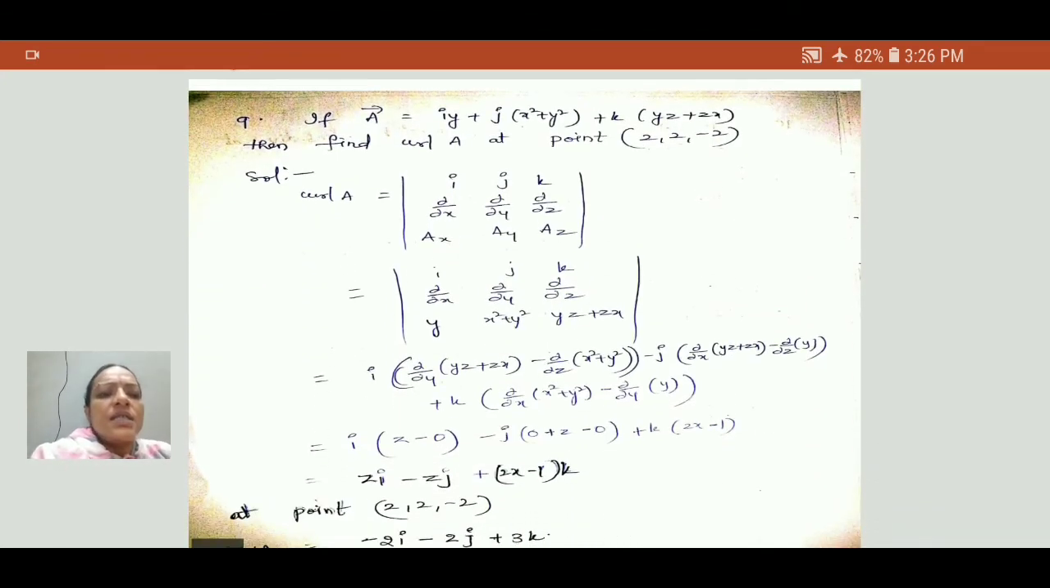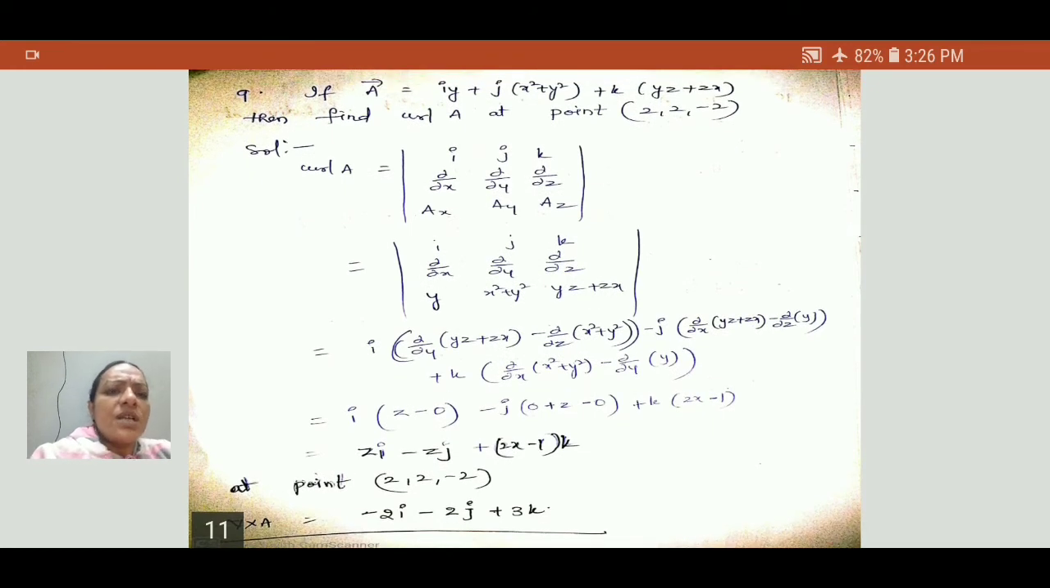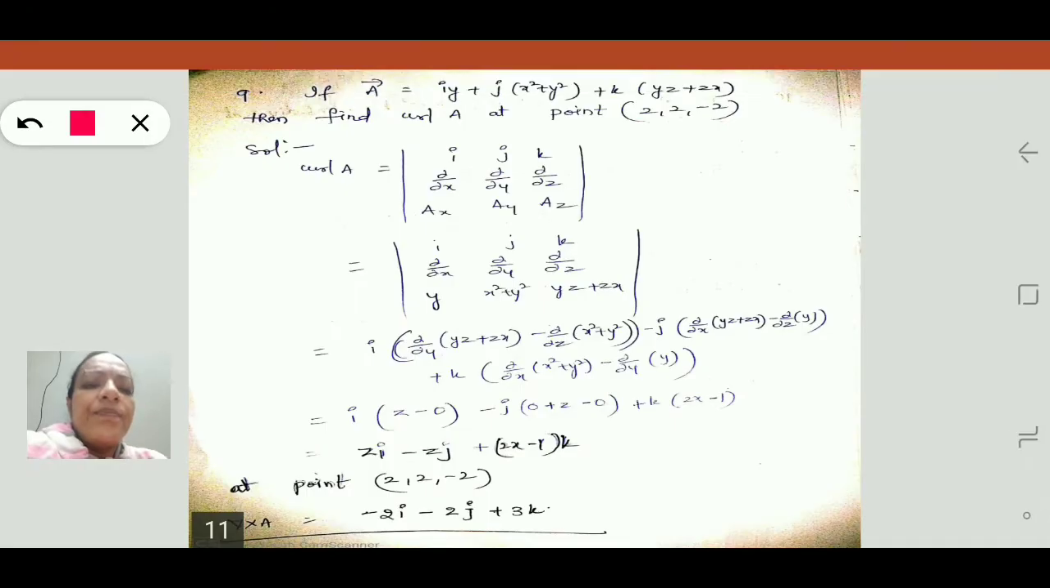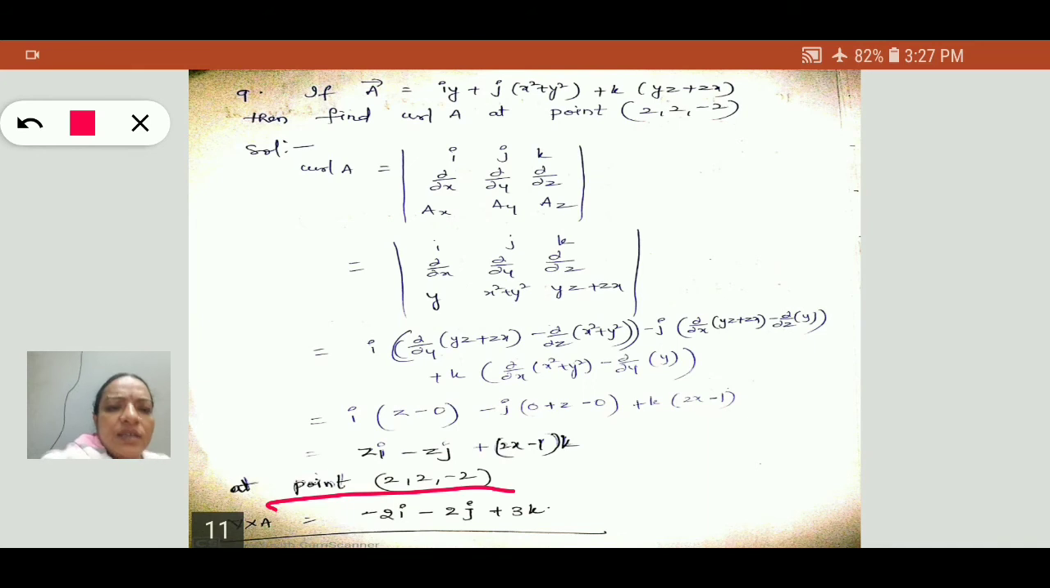Next, let us see another problem, which is also based on curl. The vector is given by A = yi + (x² + y²)j + (yz + zx)k. Then find curl A at the point (2, 2, -2). After calculating the curl by using the determinant method, just substitute the point. At the end, we substitute the given point and get the answer.